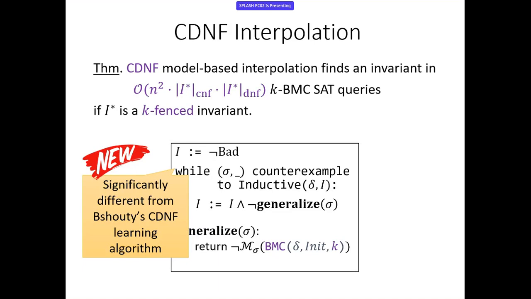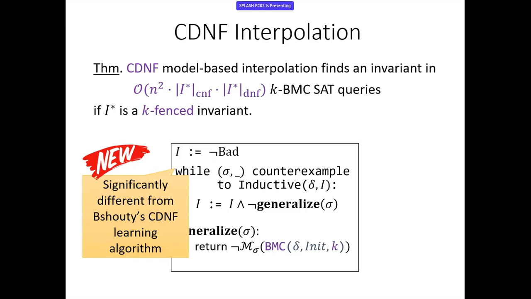Just to say again that this algorithm is inspired by Bshouty's learning algorithm, but differs from it significantly. All the details are in the paper, and are due to the fact that the fence condition gives us some information about the target invariant, but not full information about the invariant. So some of the things that Bshouty does, we can't.